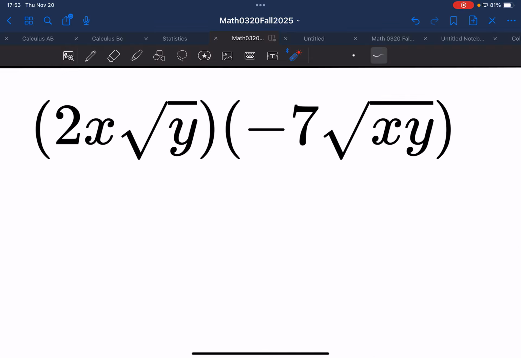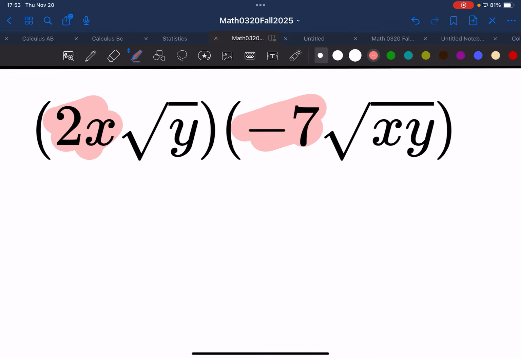Okay, so now notice we have a variable also on the outside, and we have 2 variables under a radical. We're still going to do the same thing. We're going to identify, well, these are the coefficients on the outside, so I can multiply those together. So what's 2x times negative 7? Negative 14x. Okay. Then I'm taking my radicals, and they're both square roots, so that's good.